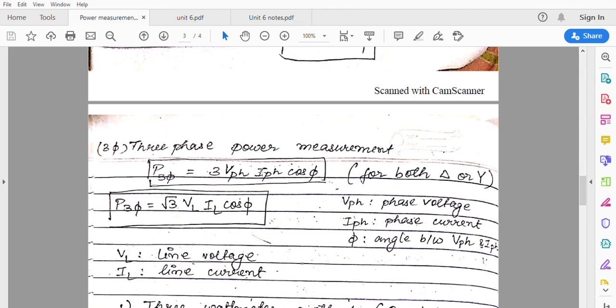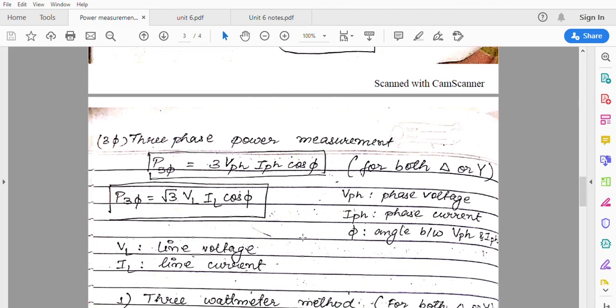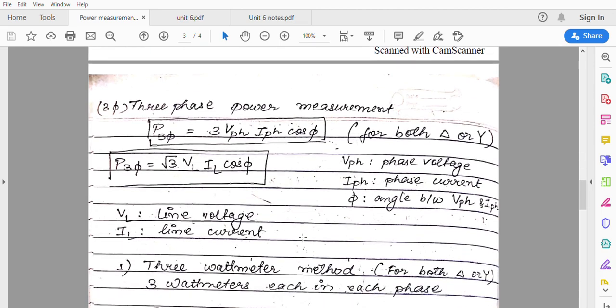Or in terms of line current and line voltage, it can be written as root 3 times VL into IL cos phi. So these two equations are similar for both star and delta. So this is how 3 phase power is measured. For 3 phase we would require 3 wattmeters.